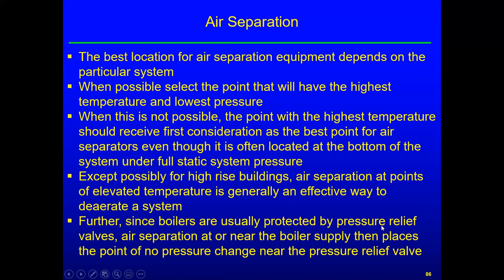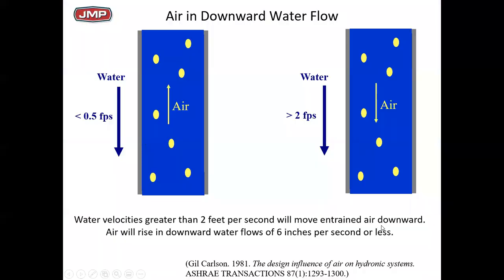Except possibly for high-rise building, air separation at points of elevated temperature is generally an effective way to deaerate a system. Further, since boilers are usually protected by pressure relief valves, air separation at or near the boiler supply then places the point of no pressure change near the pressure relief valve. So you got a couple things working for you there.